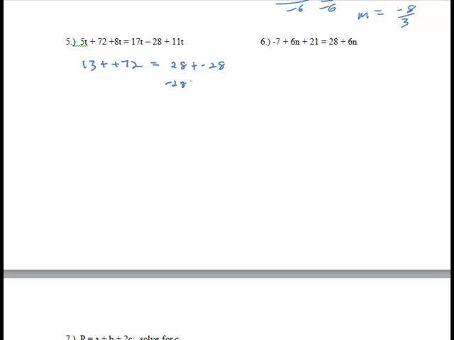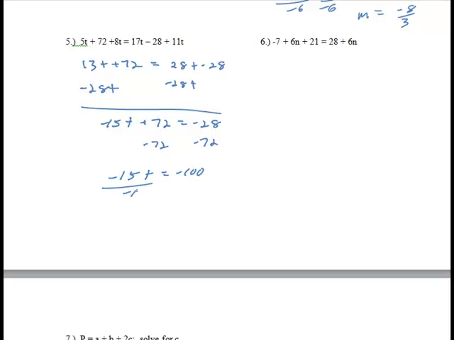Get all your variables on one side. I'm going to subtract 28t from both sides, leaving me negative 15t plus 72 is equal to negative 28. And finally, get that t, your variable, by itself. Subtract 72 from both sides. Negative 15t is equal to negative 100. And divide both sides by negative 15. t is equal to a positive 20/3.